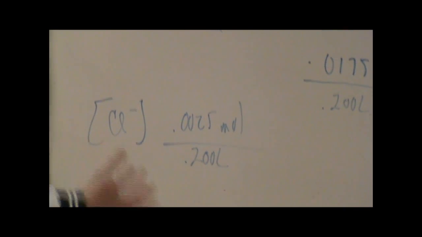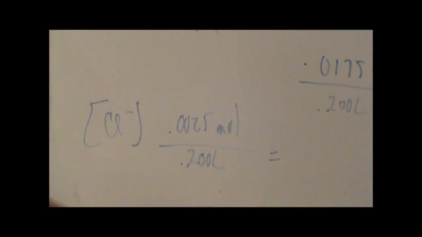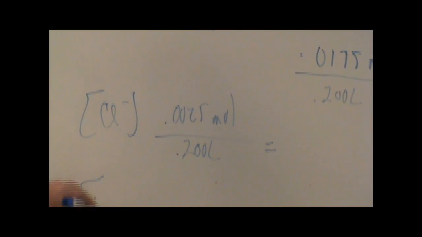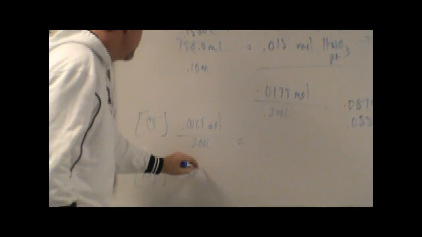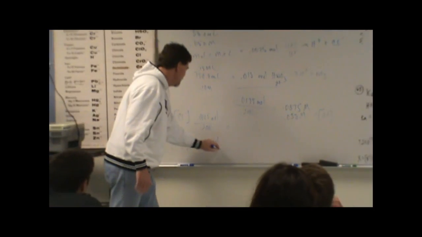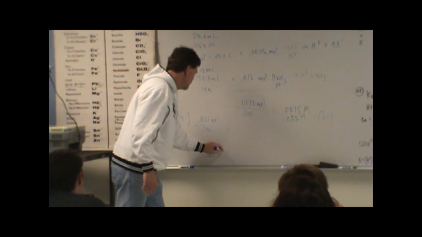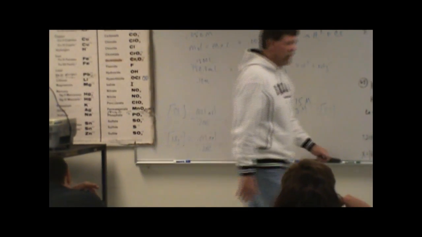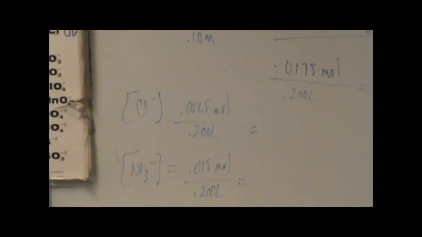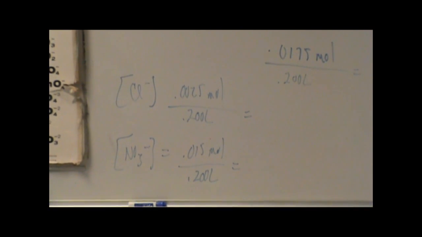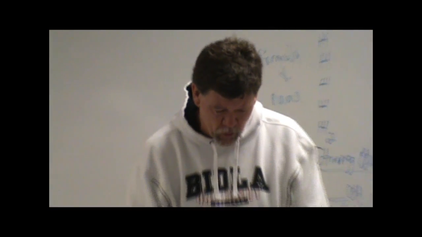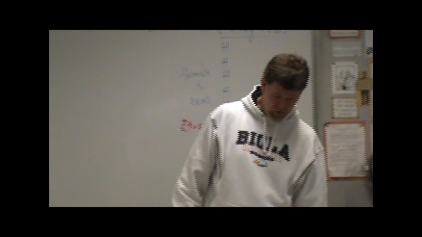Concentration is going to go down because we added it to a second solution. And then the concentration of the NO3 negative, which is the other species, is going to be 0.015 moles divided by the same amount, 0.200 liters. And I have those answers written down, so you probably know the answers to those. The chloride comes out to be 0.013, and the nitrate comes out to be 0.075 moles per liter.